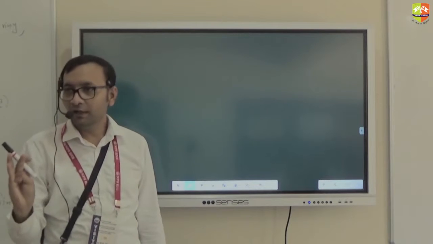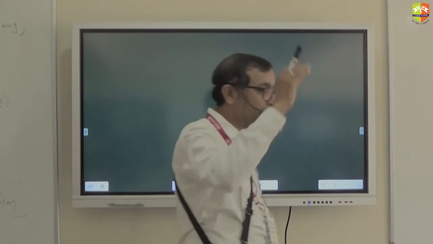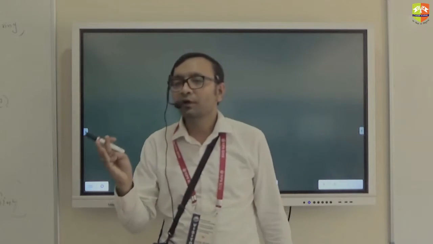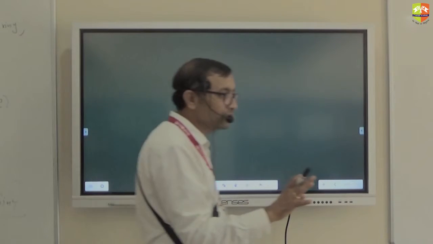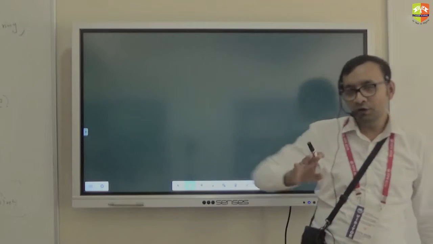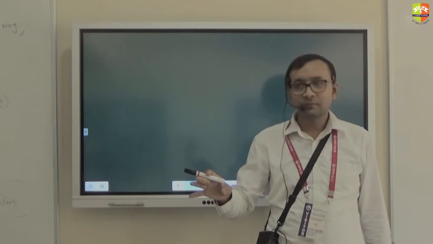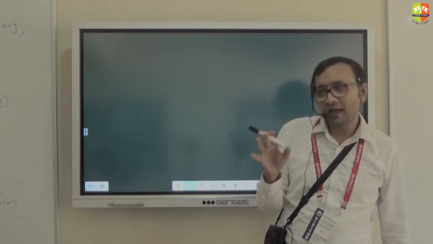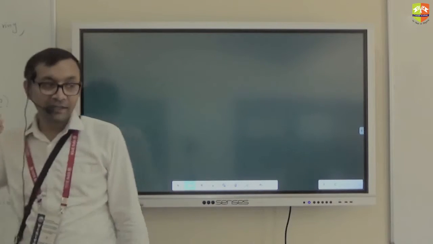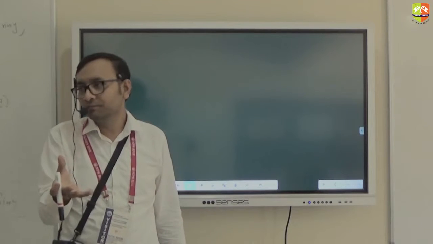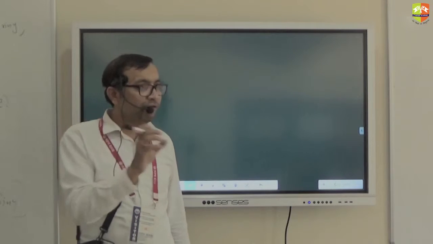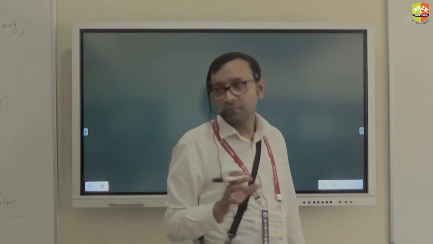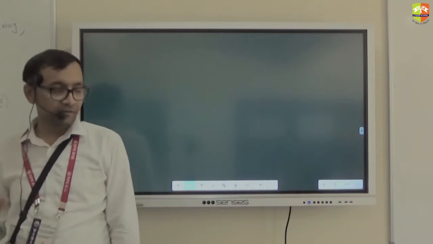Step number one in solving any physics numerical, be it from any chapter, is what? Draw the diagram. Very good. Why? Because you are not solving a mathematics question, you are solving a physics question. Don't treat it like a mathematics thing. The difference between physics and mathematics is that in physics you have to visualize and understand physically what is going on, and you will understand only when you draw the diagram. If you draw the diagram properly, that is half the question done.